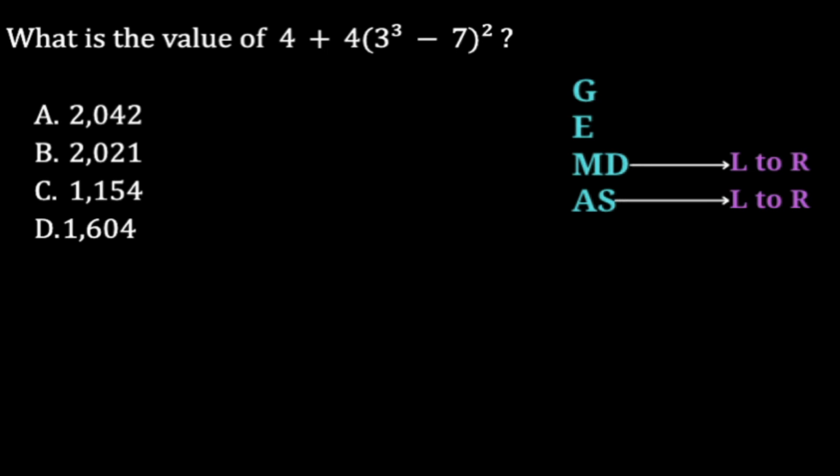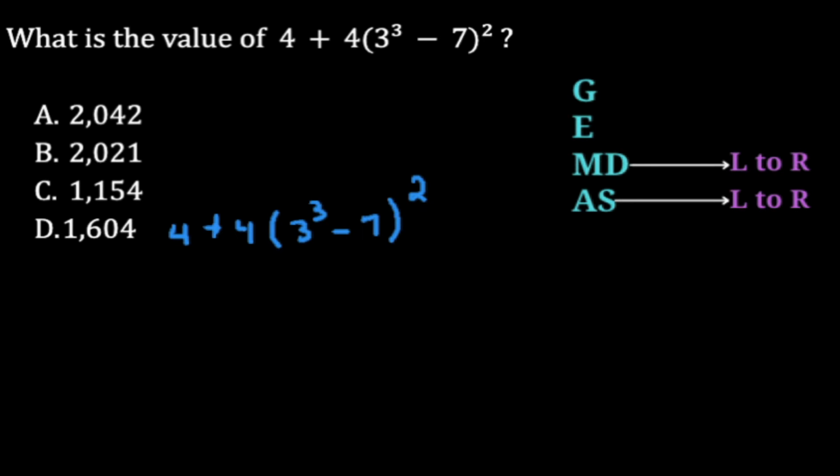Okay, so we have, what is the value of 4 plus 4 times the quantity 3 cubed minus 7 squared? Okay, so let's go ahead and rewrite this as usual. So we have 4 plus 4, times the quantity 3 cubed minus 7, and that's squared. All right, so we're going to perform operations within the grouping symbols first, okay? But within these grouping symbols, we also have 3 cubed minus 7.